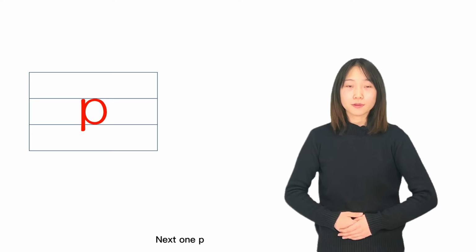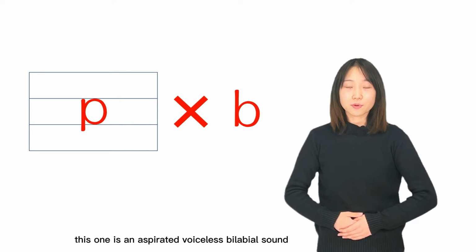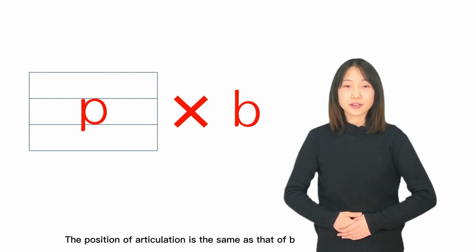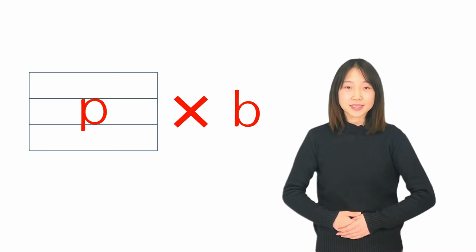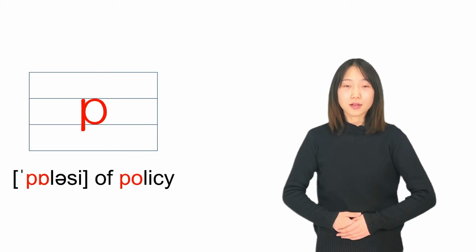Next one, po. Different from bo, this one is an aspirated voiceless bilabial sound. The position of articulation is the same as that of bo, but there is air that is released forcibly with a puff. When you pronounce it, it sounds like po of policy.